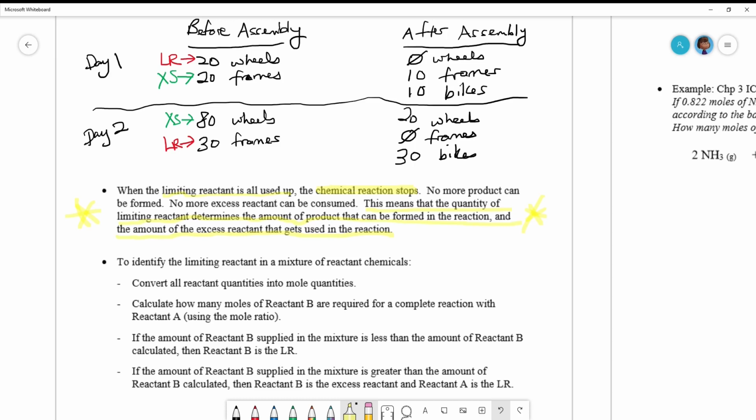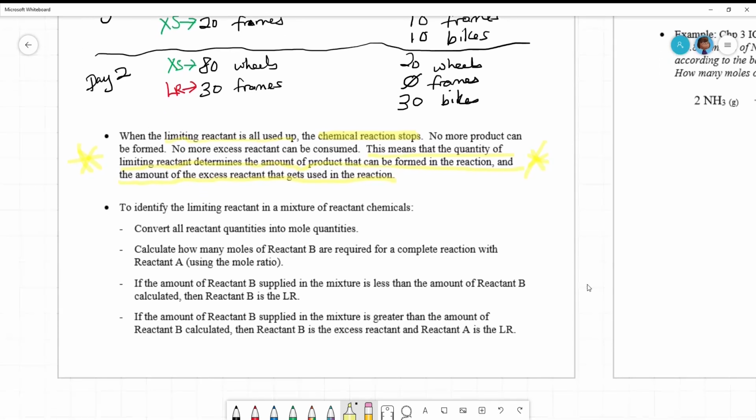Okay, it's one thing to look at an example involving bikes and frames, which is easy to visualize. It's a whole different story when we're dealing with mixtures of reactant chemicals. So now let's take a look at how we could identify the limiting reactant in a mixture of reactant chemicals step by step. That's our next topic here. To identify the limiting reactant, that is very important.